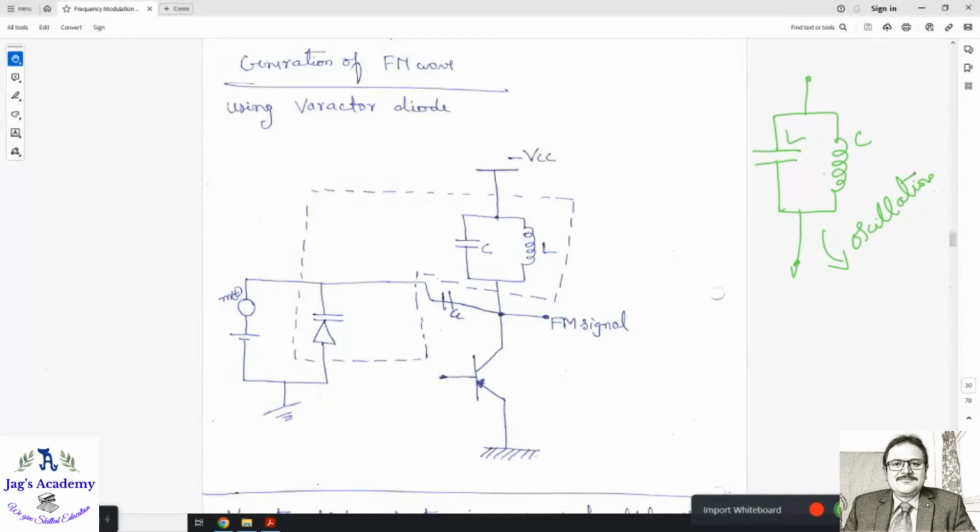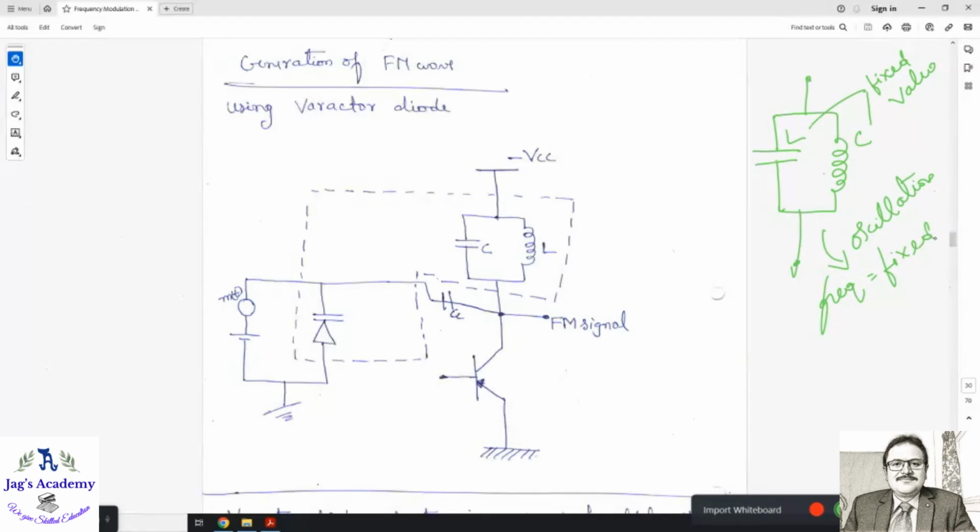Now, this L and C are fixed values. When this L and C are fixed, it will generate oscillations of a fixed frequency, one frequency. Your frequency will be fixed.